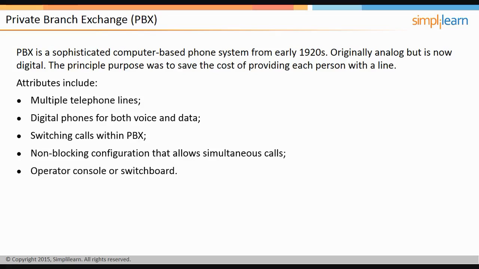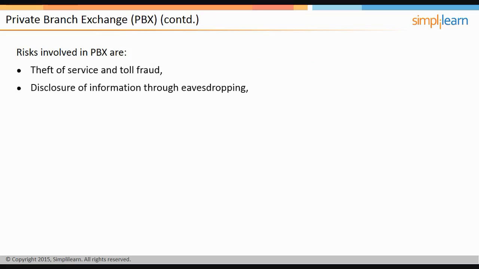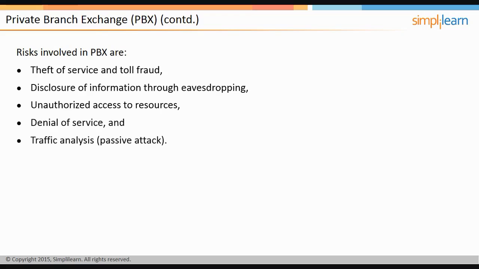Let us continue discussing private branch exchange, PBX, in the next screen. The risks associated with use of PBX are theft of service and toll fraud, disclosure of information through eavesdropping, unauthorized access to resources, denial of service, and traffic analysis, a passive attack. You will now attempt a question to test what you have learned so far.